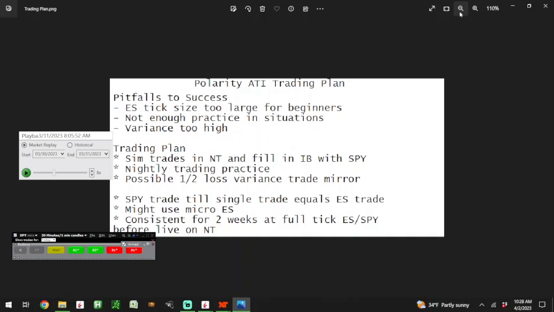The third is that the variance is too high, and this also comes back to the tick size. If you have a 15 handle, so 15 up and 15 down on your trades, that variance might be too high for you. It might be such that when it gets to -10, you want to close it because it doesn't look good, or if it goes to +10, you want to close it. The variance is too high, and that's good and bad, I guess.